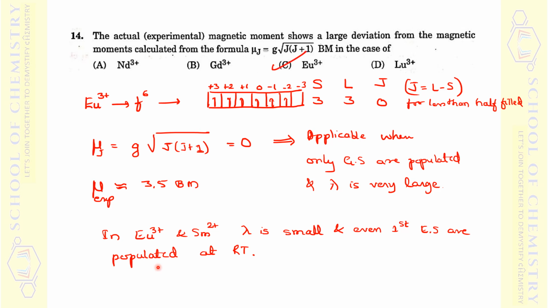There are so many other aspects associated with the magnetic properties of these lanthanoids. It is not as straightforward as in the case of D. So we should know some of the other facts also regarding the magnetic moments of these lanthanoid ions, because questions have been asked directly and there are all chances that in future also they'll ask questions related to this. Moving on to the next question.